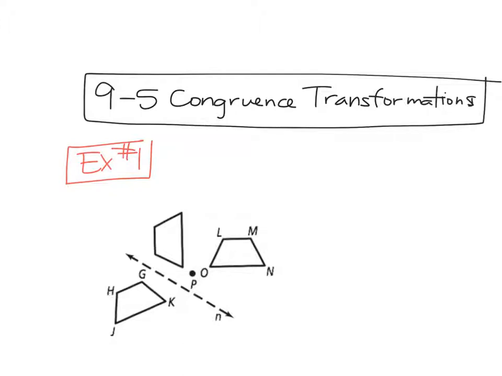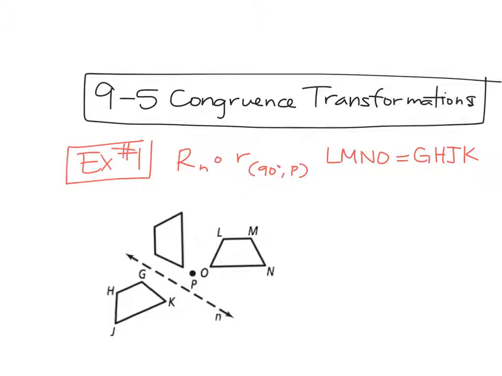It says the composition, meaning a group of transformations. So in this case, this is a reflection and a rotation. So they say the composition R over N after the lowercase r of 90 degrees about P of LMNO equals GHJK.